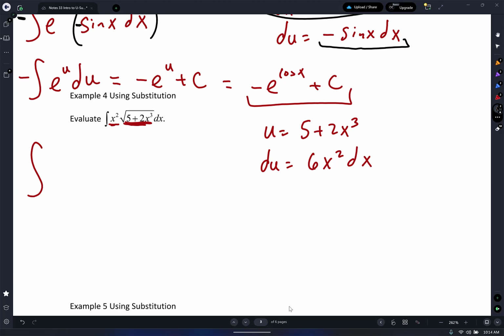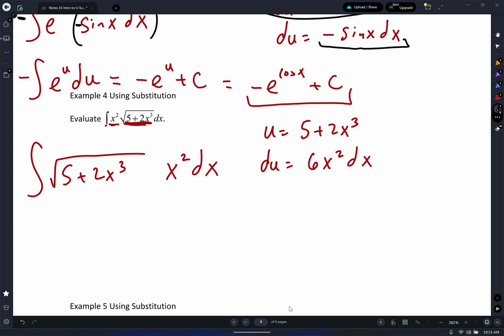But look, here we go. I'm going to rewrite this so it's easier for you guys to follow. I'm going to write this as 5 plus 2x cubed inside of that, and I'm going to put x squared dx. Now I'm going to change my color.